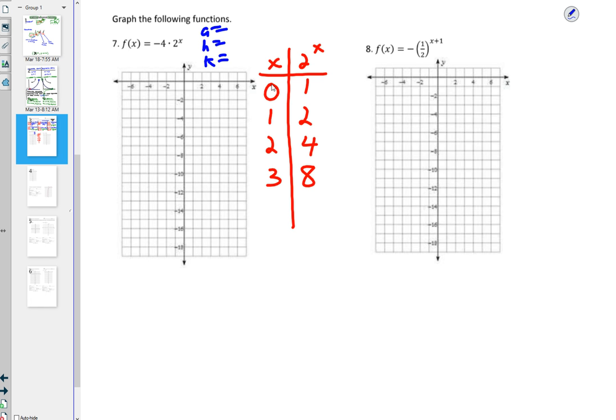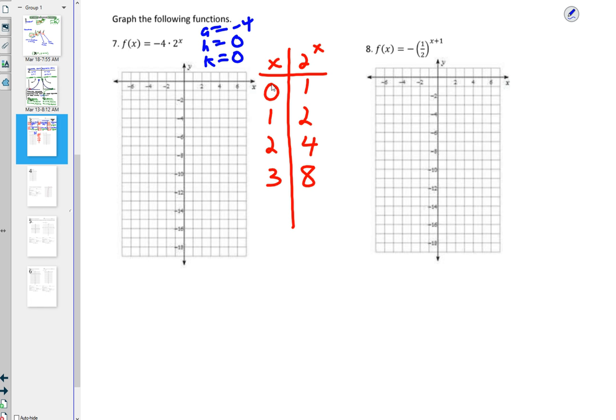What's the A here? The A is -4, good. What's the H? 0. What's the K? You don't necessarily have to do this now, but if it helps you not to forget, because this is a critical part of the graph, it has to be there.